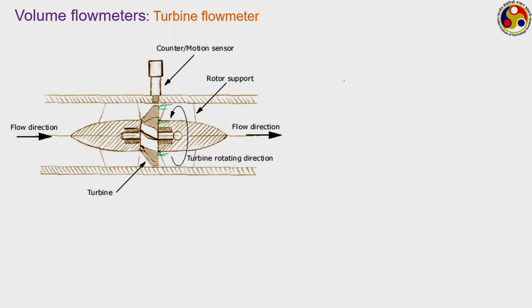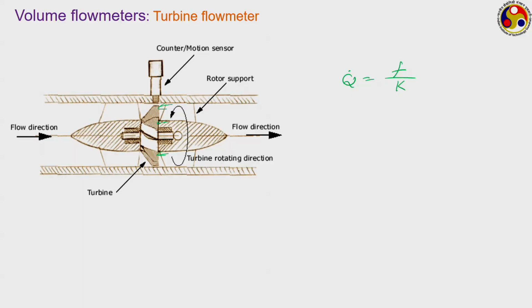Generally, it has been found that the flow rate can be represented as F by K, where, as I have mentioned, whenever it crosses the pole there is a change in permeability, and each such change in permeability leads to one voltage pulse. So, here F refers to the frequency of that voltage pulse and K is some instrument-based constant. So, we can easily get the flow rate from this. They are highly accurate instruments, probably the most accurate among all the ones that we are going to talk about.